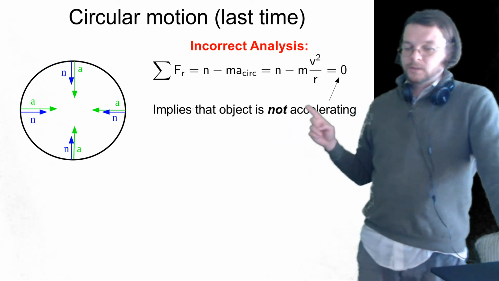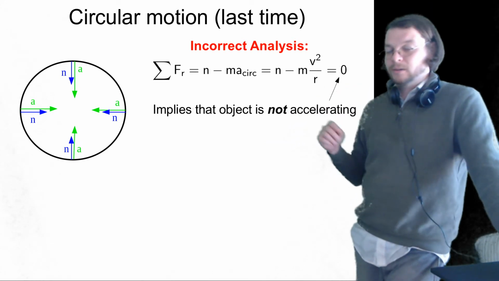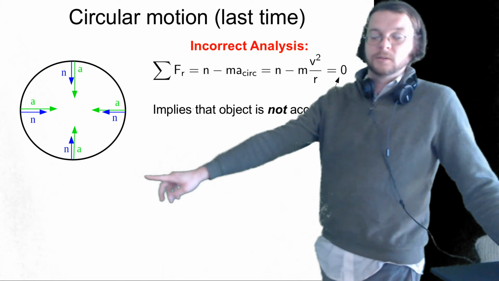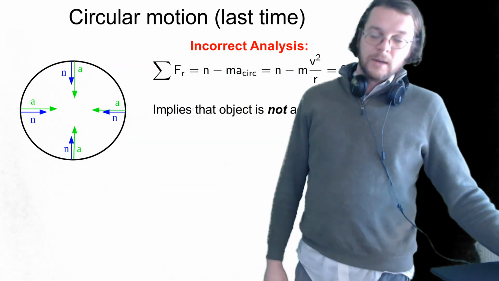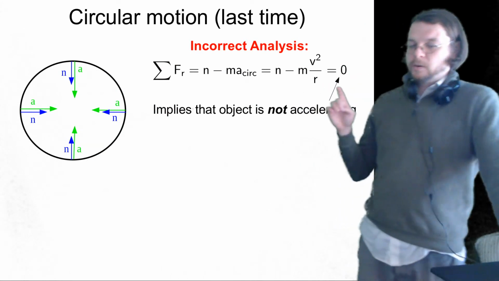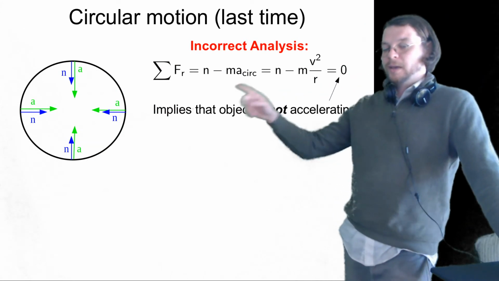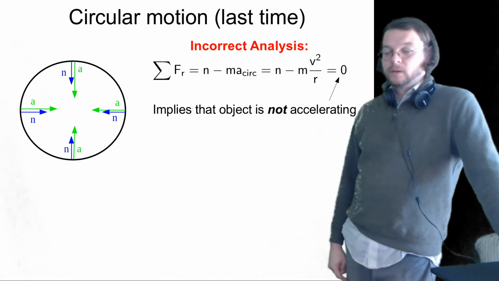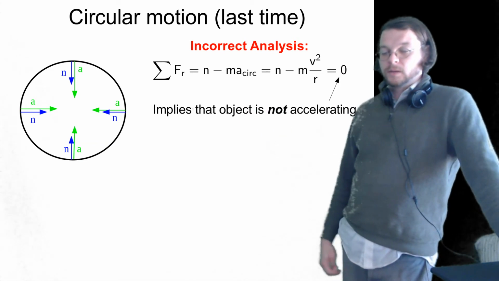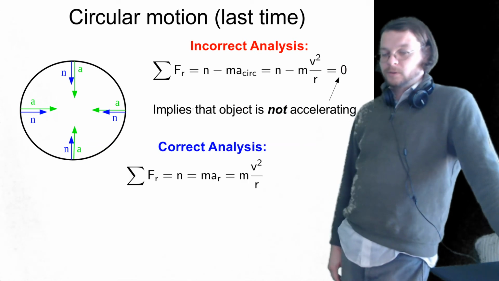But the problem with this is that it implies that the object is not actually accelerating, even though it is. It's accelerating because it's moving in a circle. Like this whole thing is spinning around. And so that's not quite right, and if there was any other force you had to add to this, you could very easily get this question wrong. Any kind of variant to this question you can probably get wrong.